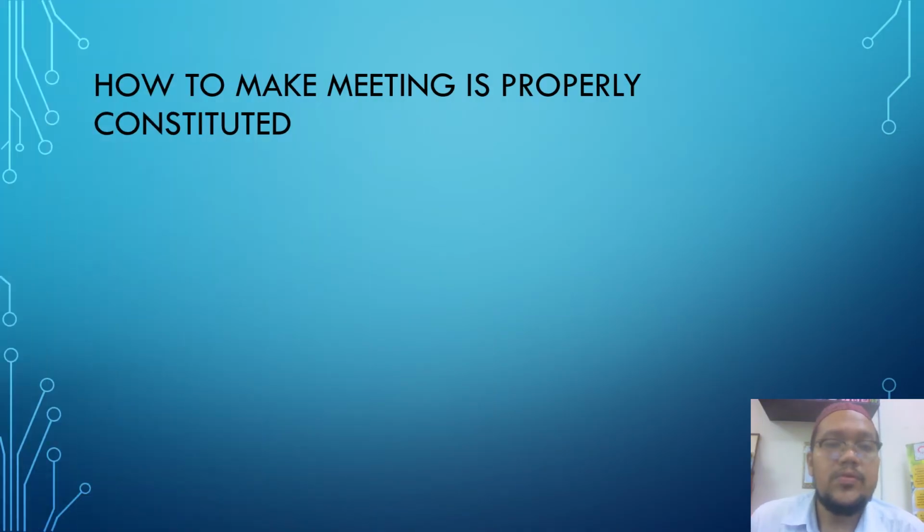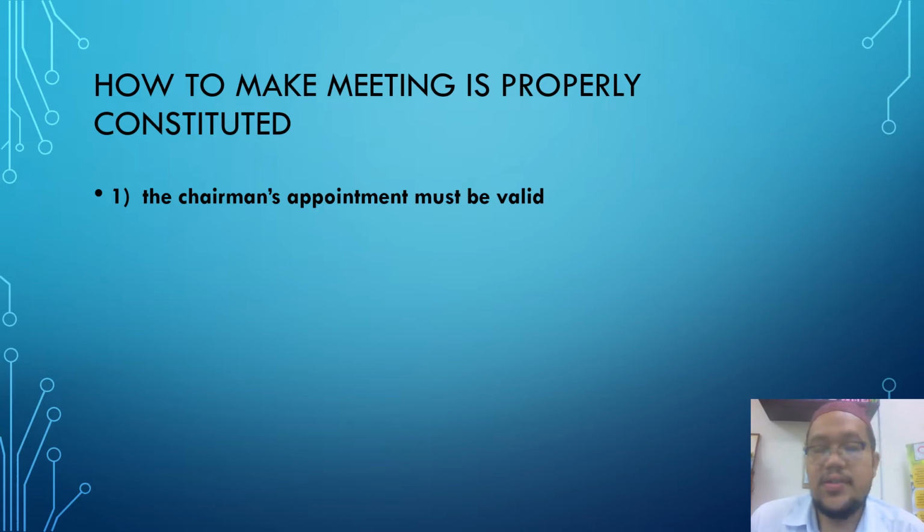How to make a meeting properly constituted. First, the chairman's appointment must be valid, usually through the annual general meeting. The appointment of the chairman must mean that he is selected by the members.